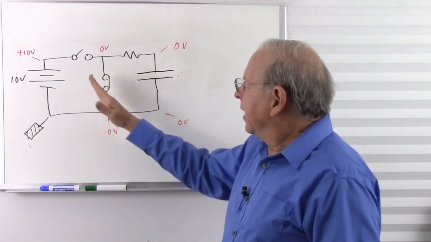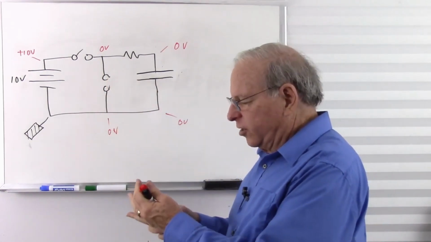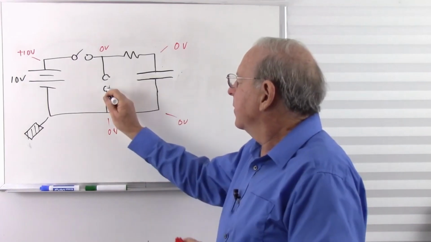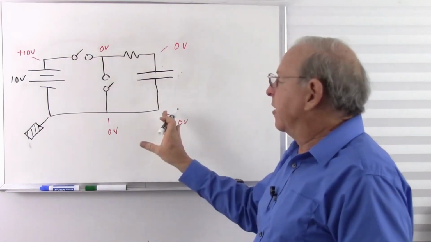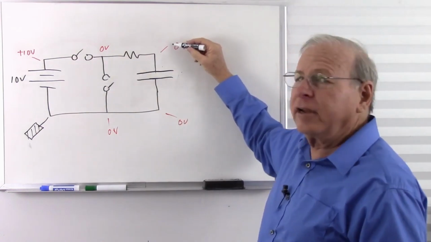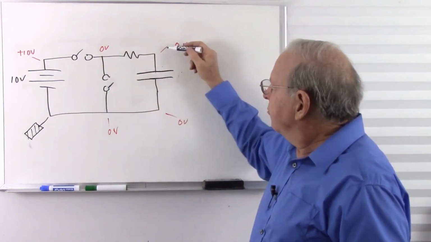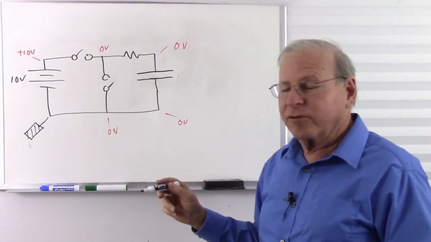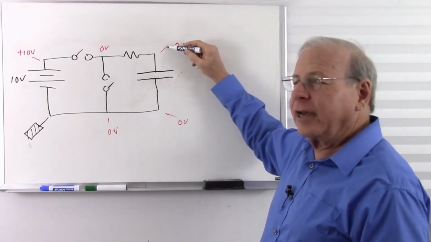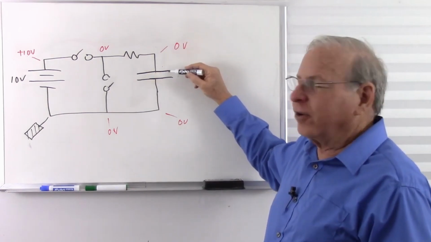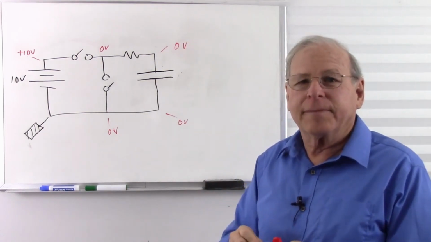Not too complicated. I open this switch and close that switch. The capacitor charges up and this voltage goes up to 10 volts. I open that switch and close that switch. The capacitor discharges and that drops back down to 0 volts. So charge, it goes from 0 to 10. Discharge, it goes from 10 to 0. Not too exciting at this point.